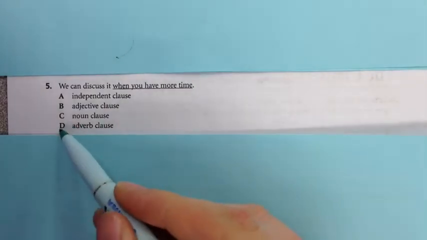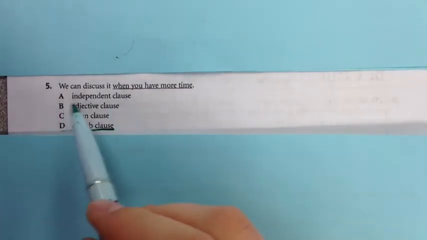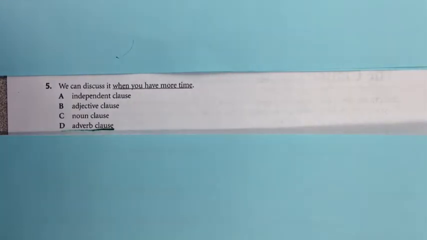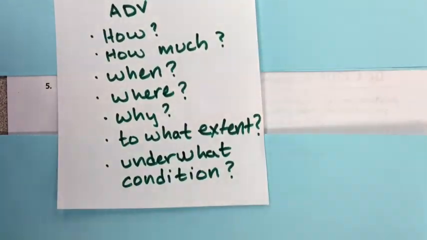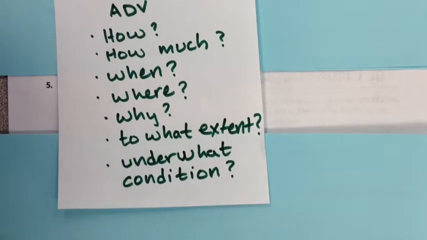All right, number 5. This is an adverb clause. We can discuss it when you have more time. Adverbs describe verbs, adjectives, or other adverbs, and they answer these questions. These are the questions an adverb can answer. They can tell us how something is done, how much something is done, when something is done, where something is done, why something is done, to what extent something is done, or under what conditions something is done.